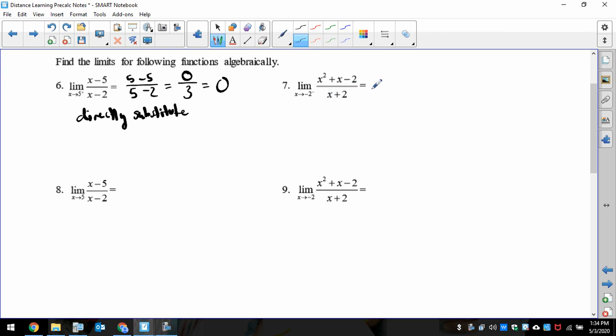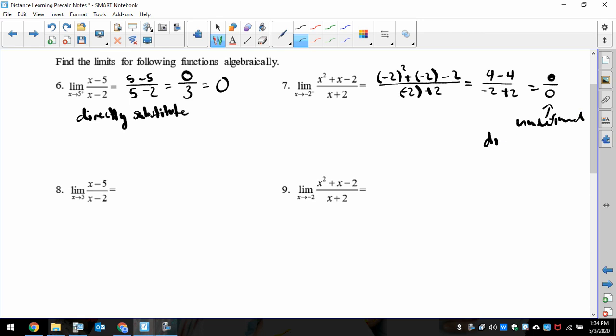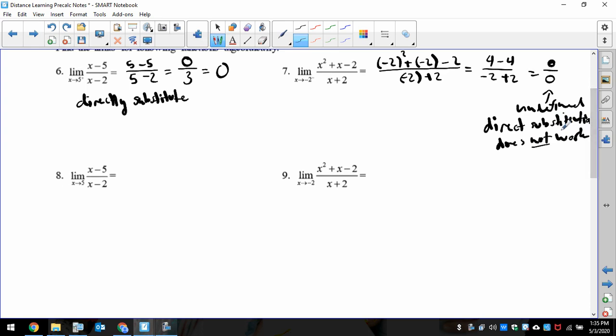Here, if you try to plug in -2, let's try. You can just watch. You don't have to write this down as I write it down, because I have a hunch that it's not going to work. So here this is going to be 4 minus 4 over -2 plus 2, which is 0 over 0. This is undefined. So what that means is direct substitution does not work. So we're going to have to do some type of factoring or algebra.